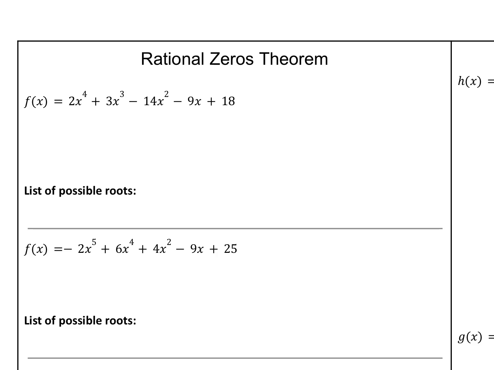So for the rational zeros theorem, we're looking for the zeros of this function. That means we're looking for where this graph crosses the x-axis. And because the degree is 4 and the leading coefficient is a positive 2, we can assume or know that the graph looks something like this. And it's possible that it crosses the x-axis 1, 2, 3, 4 times because my degree is 4. But that's just an assumption.